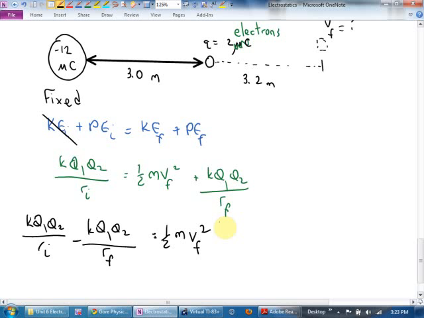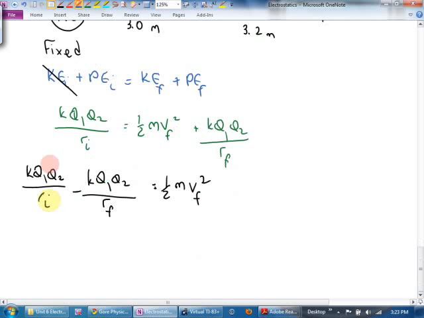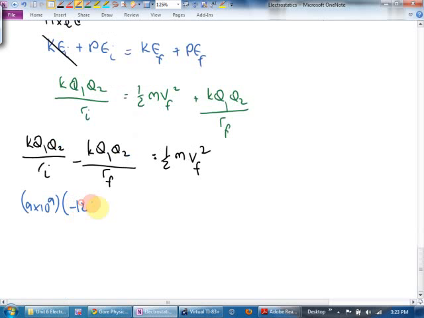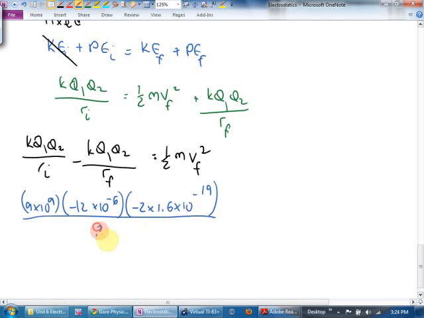Nine times 10 to the ninth. Q1 was negative 12. Q2 is negative 2 electrons. Remember, an electron is negative 1.6 times 10 to the negative 19. Sorry, 2 electrons, I put the negative there. Divided by R initial, which was 0.3, is that right? Oh, just 3? I'm making these up. I have no idea what these numbers are going to end up being. With my luck, we'll end up faster than the speed of light.